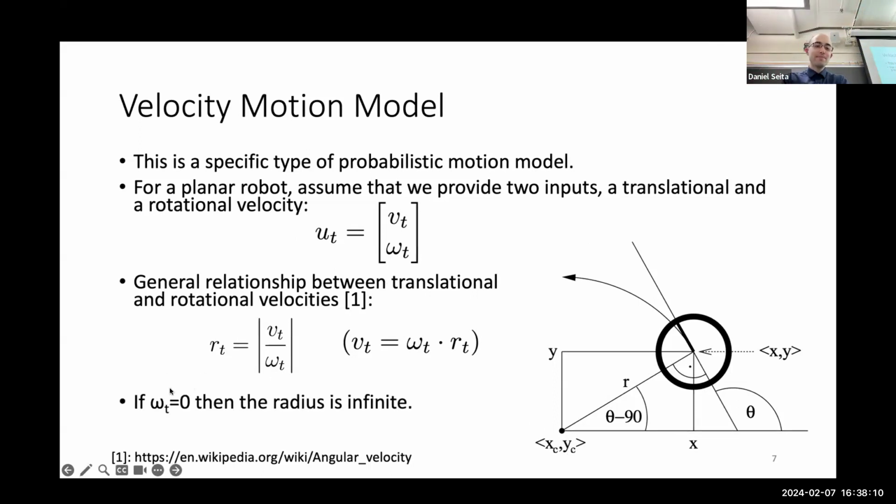And we do have this technical thing here, right? If there's no rotational velocity, then this angle will be 90 degrees, and the robot is just going to be facing upward, so the circle radius is infinite. Are there any questions about the context of this? Again, this is a specific type of robot and a specific type of model that assumes that we have those two inputs. So if you're working with something different, you'll need to deal with a different model.